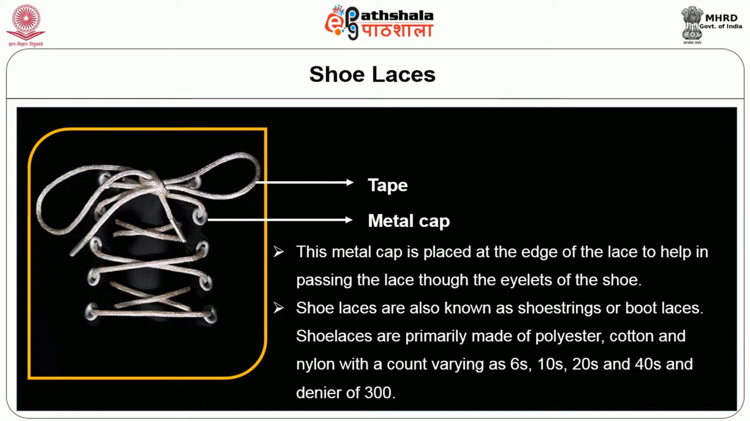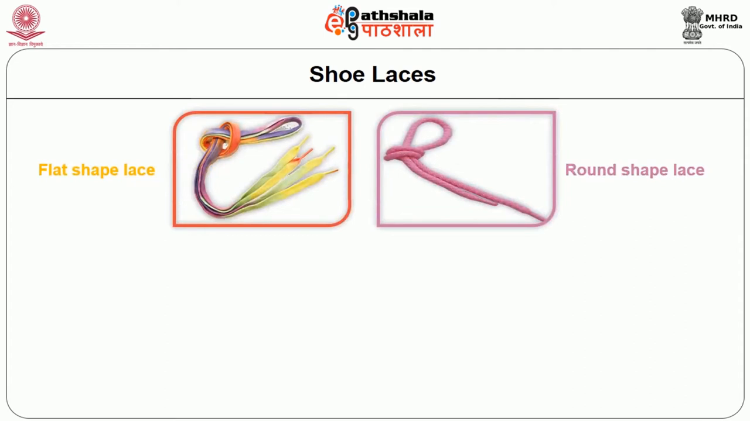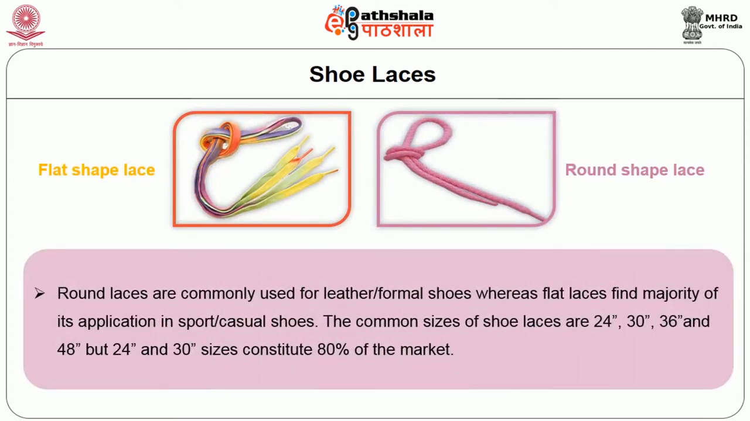Shoelaces are primarily made of polyester, cotton and nylon, with the count varying as 6, 10, 20 and 40 and a denier of 300. These laces are available as flat and round shapes. Round laces are commonly used for leather and formal shoes, whereas flat laces find major applications in sports and casual shoes. The common size of shoelaces are 24 inches, 30 inches, 36 inches and 48 inches. But 24 and 30 inches sizes constitute 80% of the market.